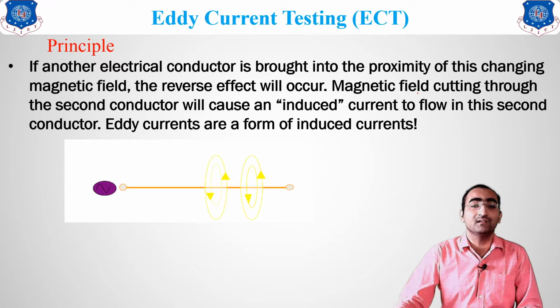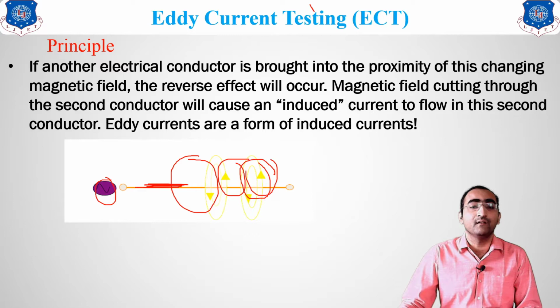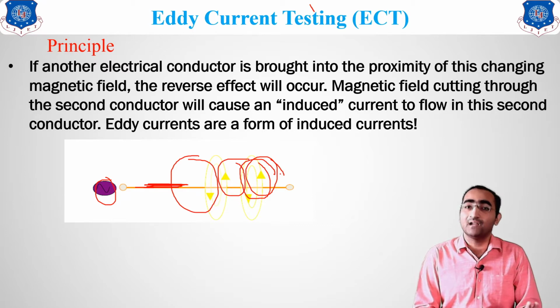So now let us discuss how this particular method works. You can see over here there is one conductor, and the current is passing in this conductor. Due to this, you can see a circular magnetic field generated. Clear? This is the same thing we have already seen in magnetic particle testing. When current is passing, a magnetic field is generated.